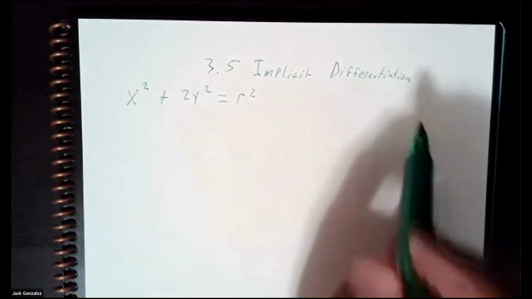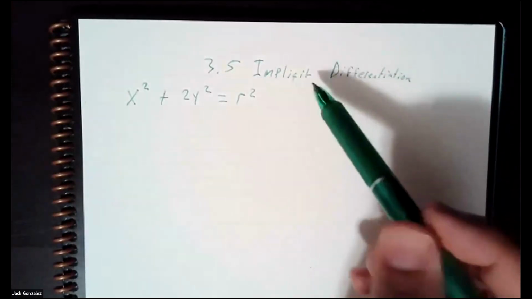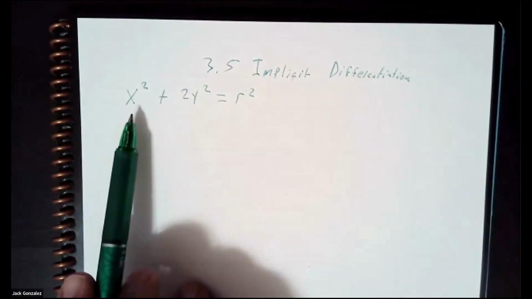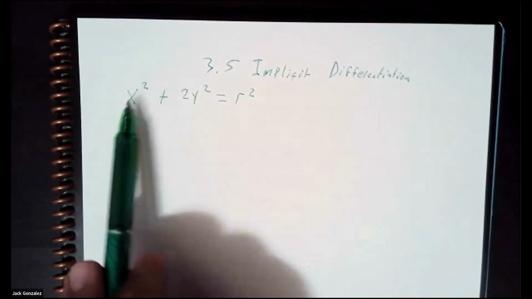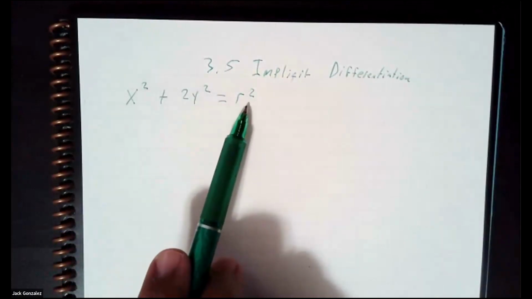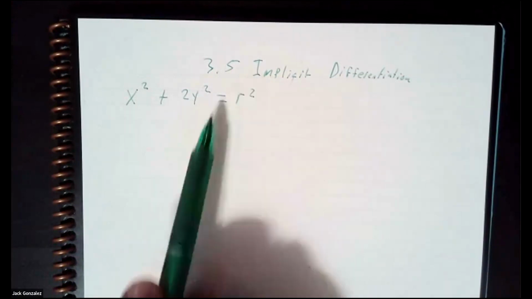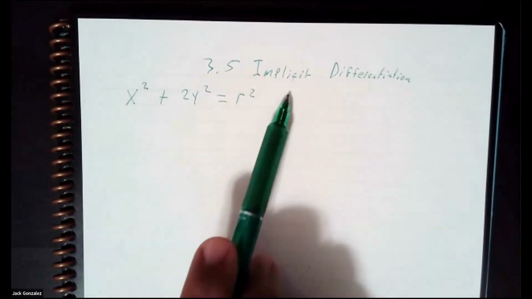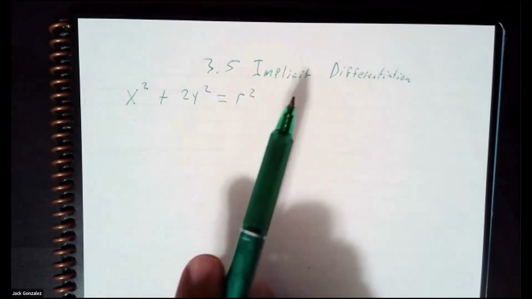The questions from 3.6 are going to be word problems that will require you to take a derivative with respect to either x, y, or r. Just depends. And then you'll have a chain rule, but it's going to be implicit chain rule. So it'll be slightly different.